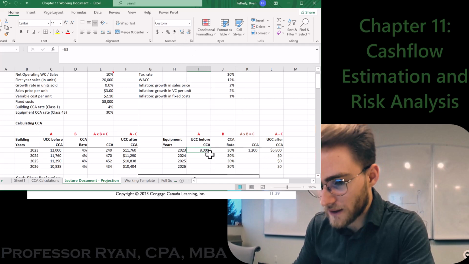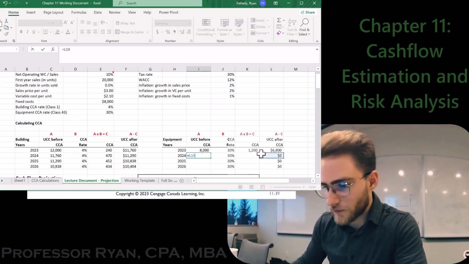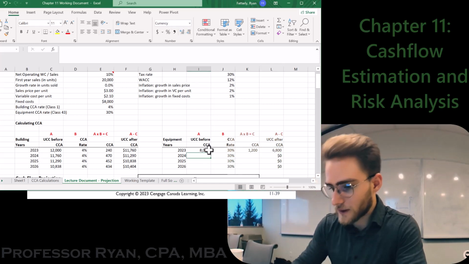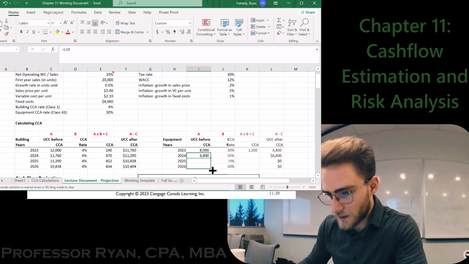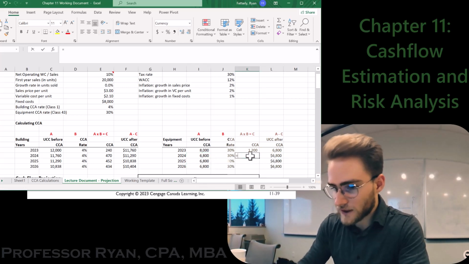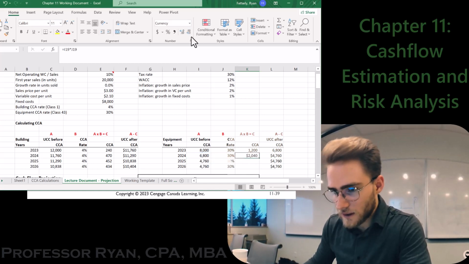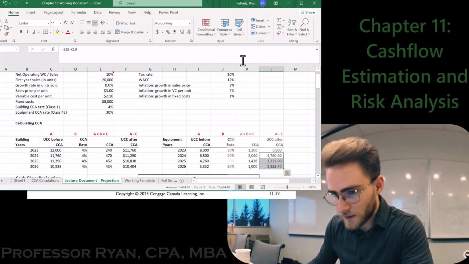And then we'll carry this down. I'm going to correct the formatting now before I link anything. Good. And then I will just go here, here, here. Good. And then I just calculate my CCA, this multiplied by this, and then drag it down, drag it down. Good.